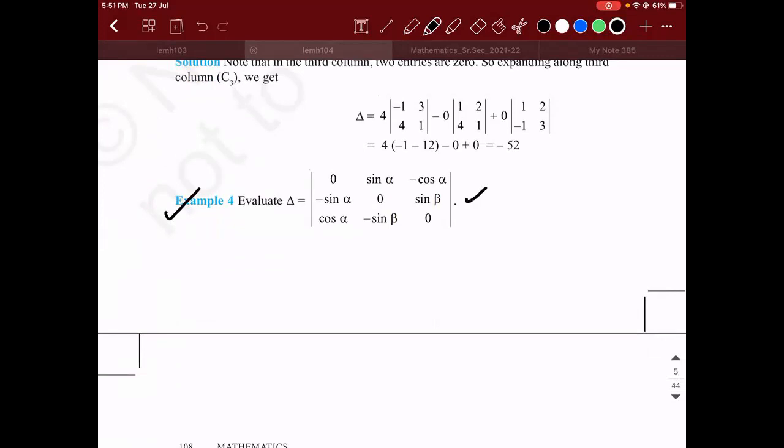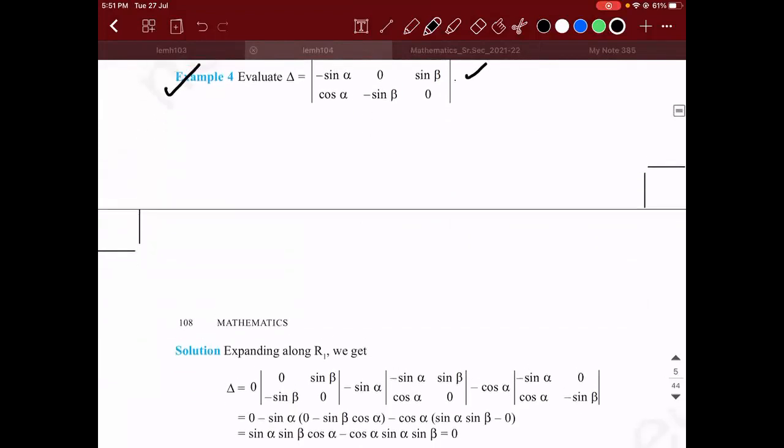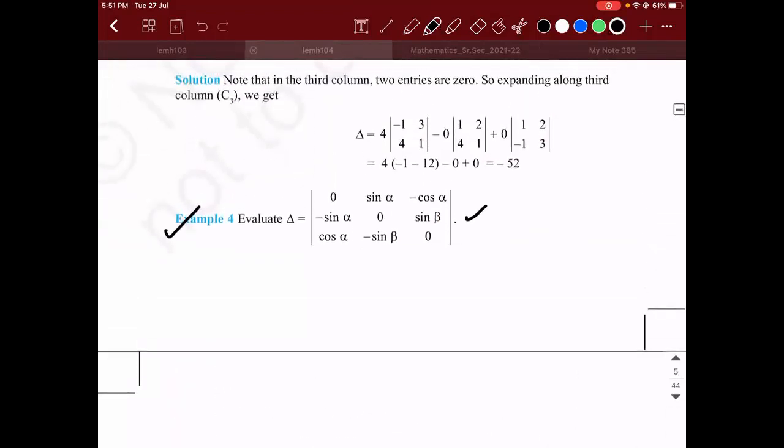Can you look at this and tell me what is the answer? Answer is 0, sir. Yes.